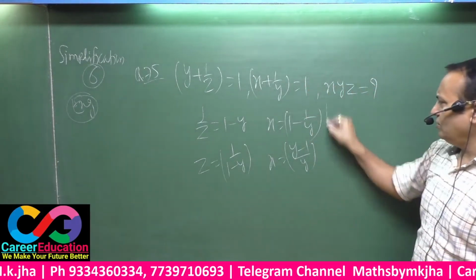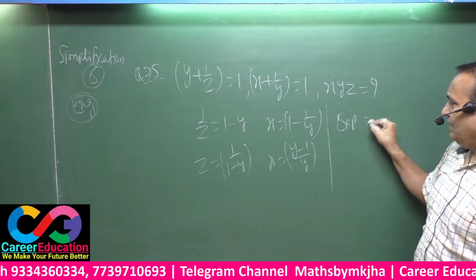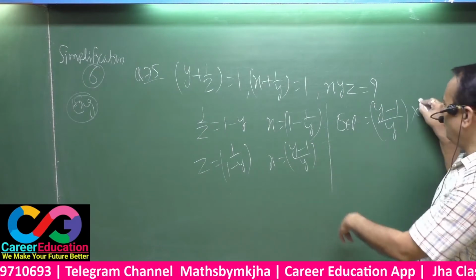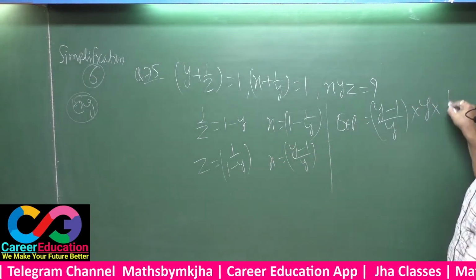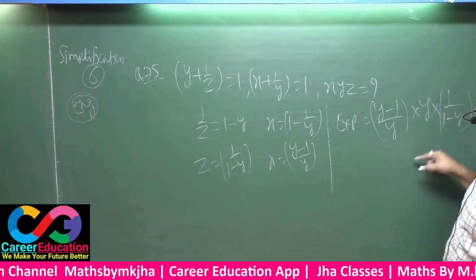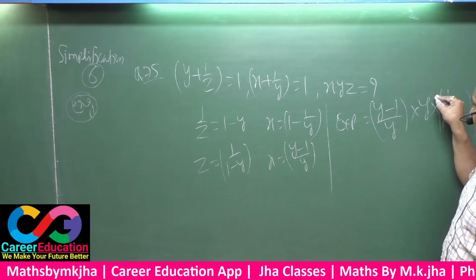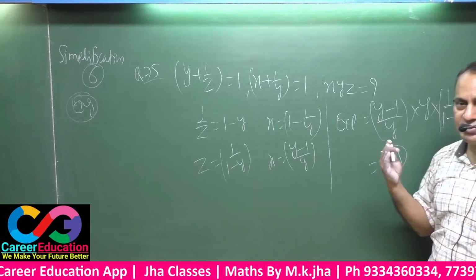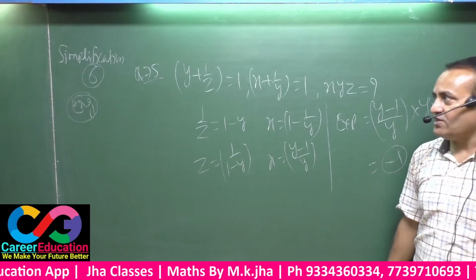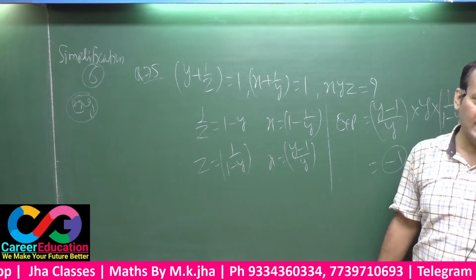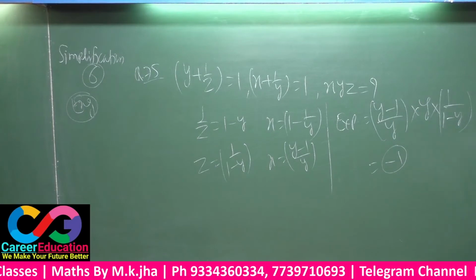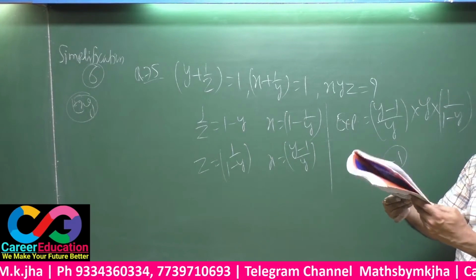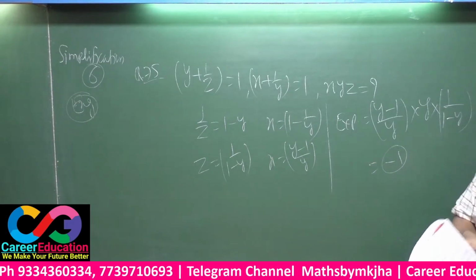Now put the value here. X equals to y minus 1 by y, into y is y, z equals to 1 by 1 minus y. See here, this y will be cancelled with this one, and this will be cancelled by this in minus 1 time. This is your final answer. Check the answer of question number 75. That must be minus 1, and I think it is so. Minus 1 must be the right answer. Of course, this is option A. Be noted.